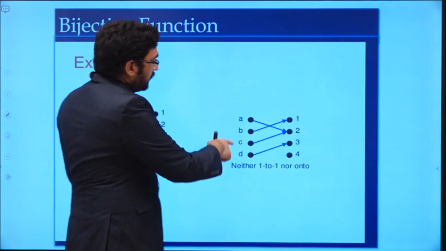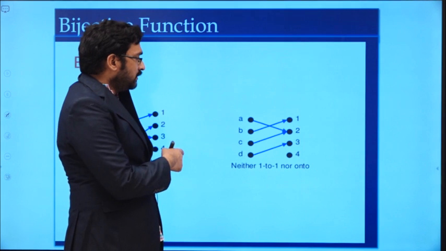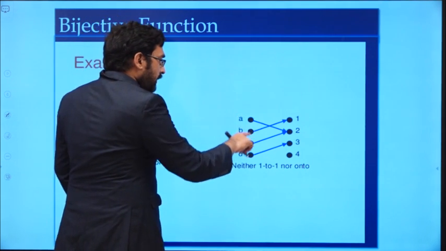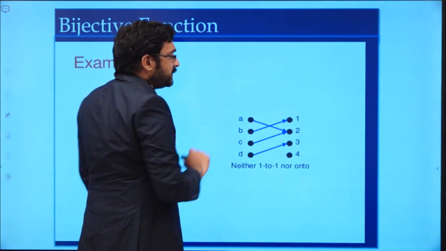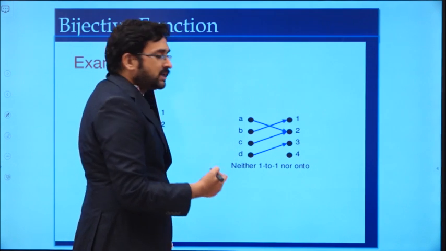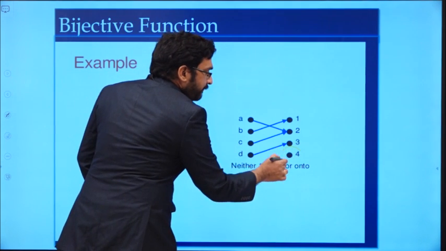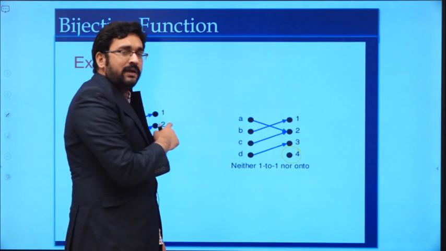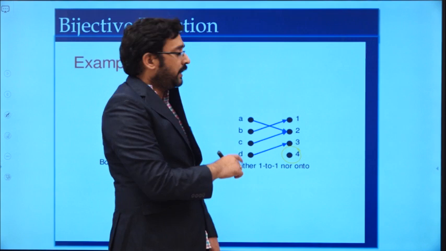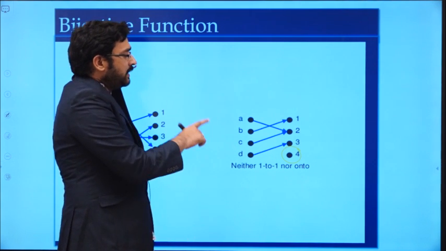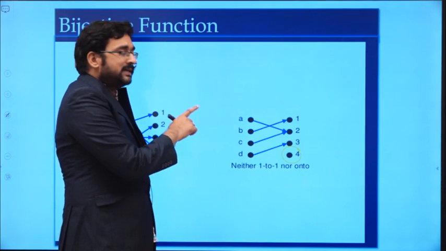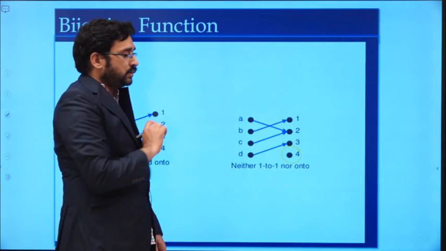So, if you observe this function, this is neither one-to-one nor onto. Why is it not one-to-one? Because A and C are mapped to the same element. That's why this is not one-to-one. Why is it not onto? Element 4 in the codomain doesn't have mapping from the domain. That's why this is not onto. So, as both the one-to-one and onto conditions are not satisfied, we can say that this is neither one-to-one nor onto.